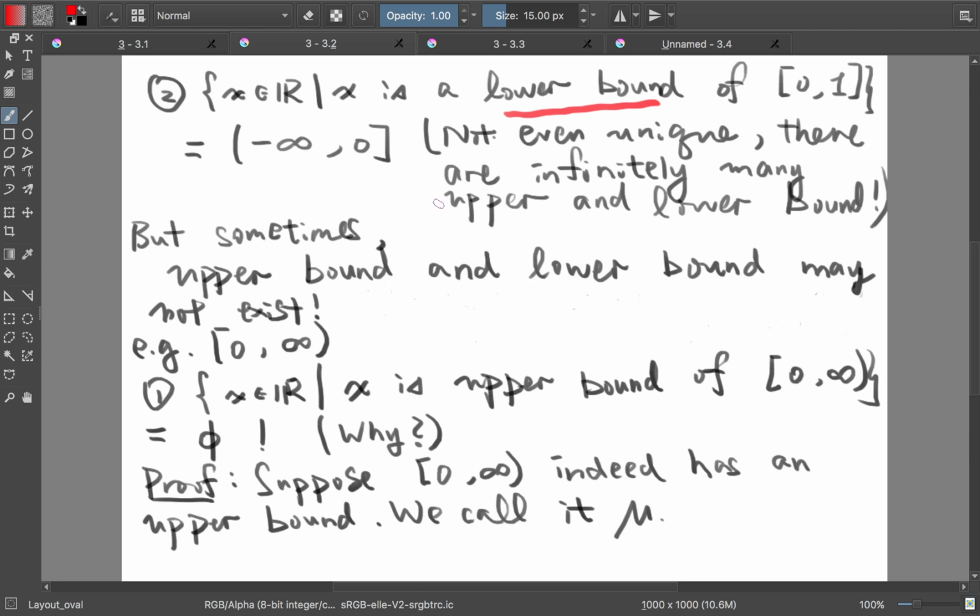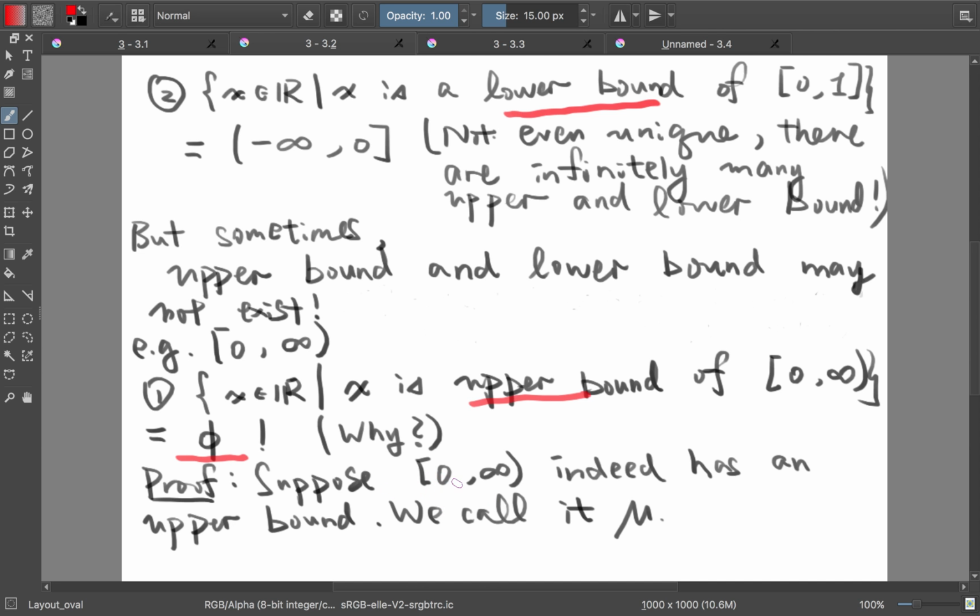So from this example, we can clearly see that not only are they not unique, but there are infinitely many upper bounds and lower bounds. Although sometimes there are infinitely many upper bounds and lower bounds, there are some cases where there is no upper bound or lower bound. For example, for the interval [0, infinity), the set of upper bounds is indeed the empty set. What's the reason behind this?